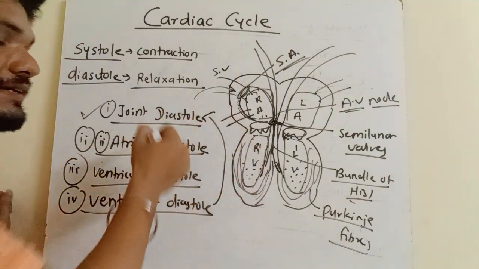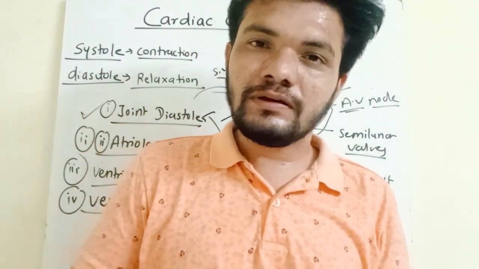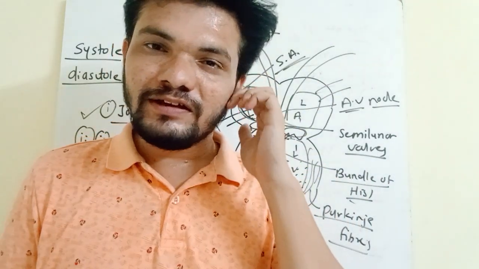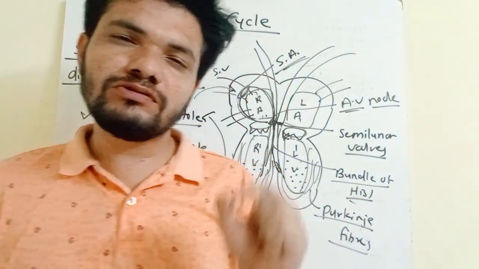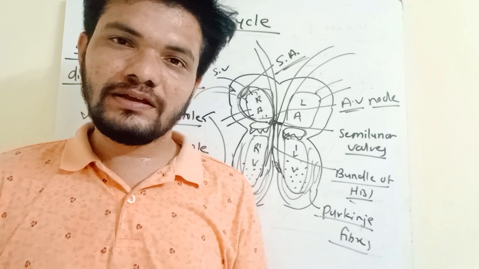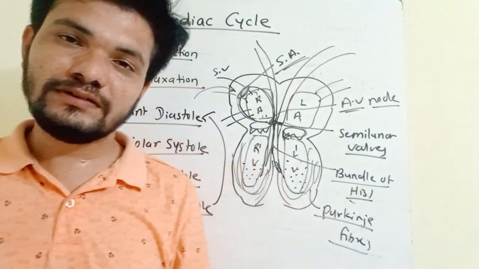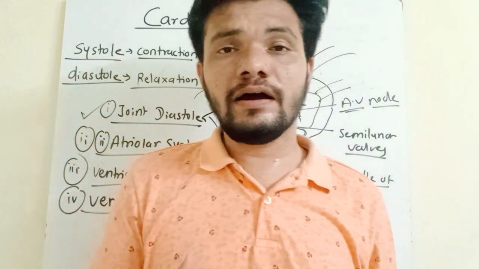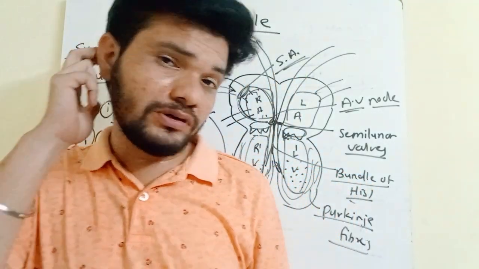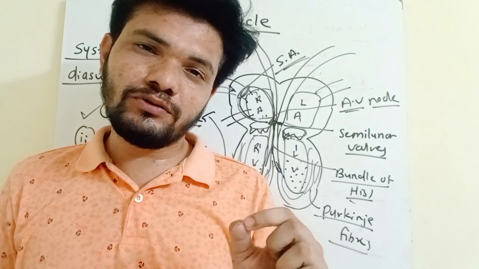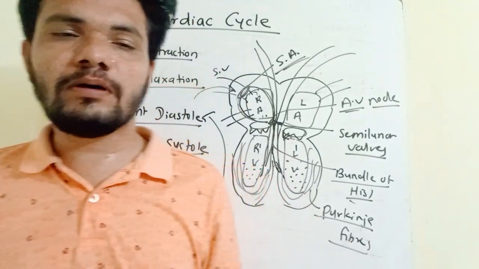So this cycle is repeated throughout your life, and the duration of this cycle is about 0.8 second, and that's why our heart beats around 72 times per minute. So this is about the cardiac cycle.